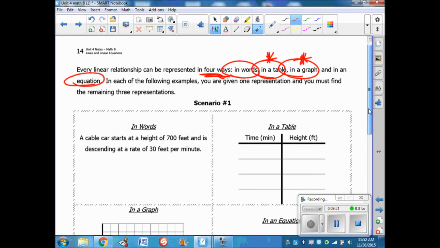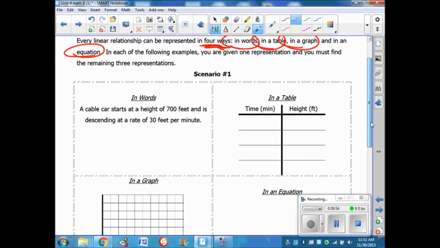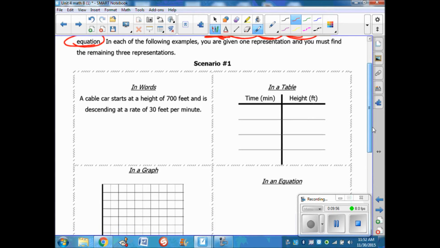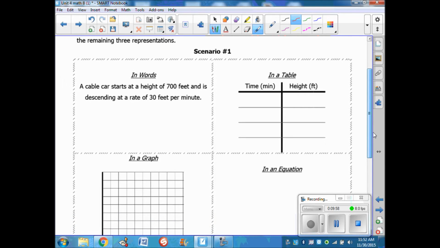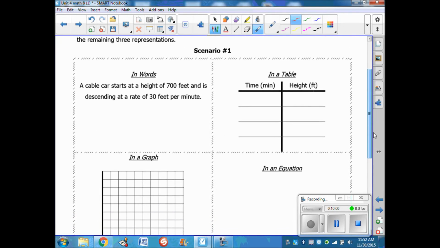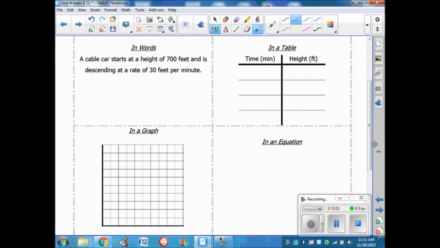Okay. It says in each of the following examples you are given 1 representation and you must find the remaining 3 representations. Okay, so we've got scenario 1. It says, in words, a cable car starts at a height of 70 feet. That's the starting point. And is descending. Okay, so descending means it goes down at a rate of 30 feet per minute.